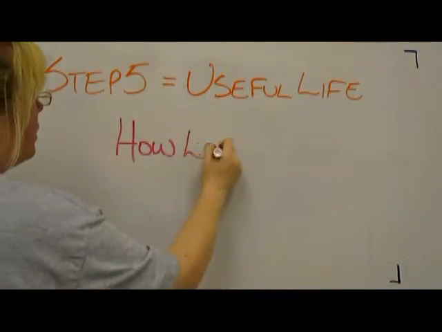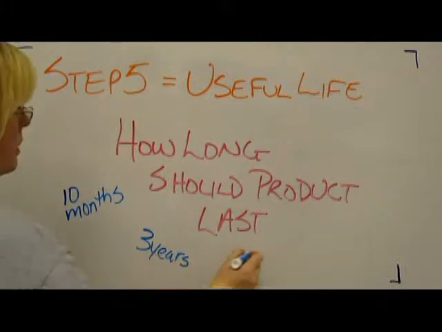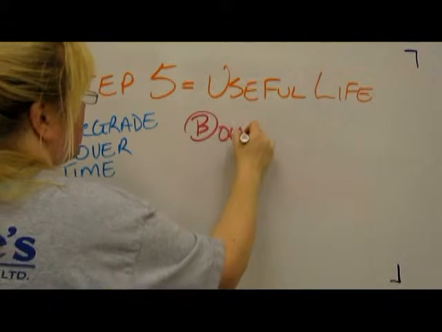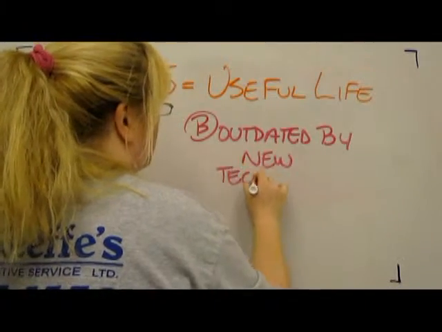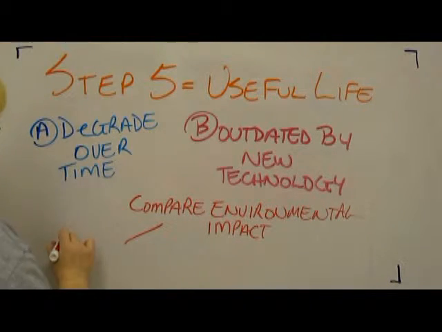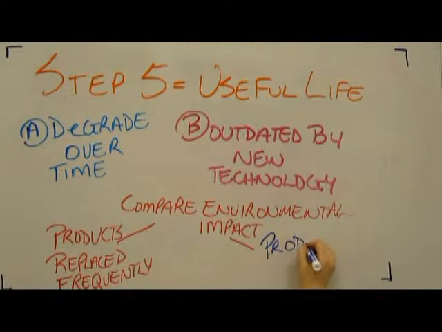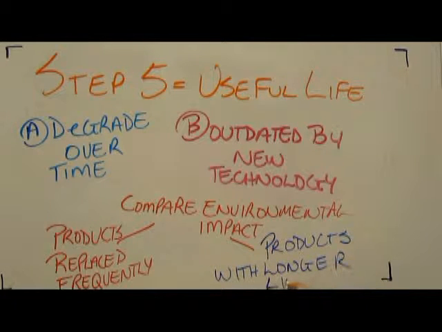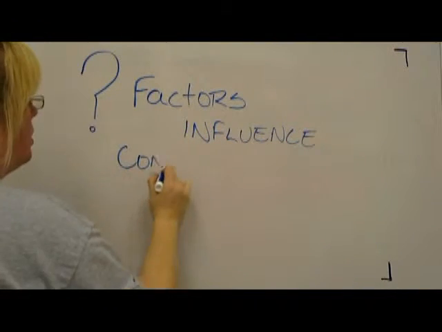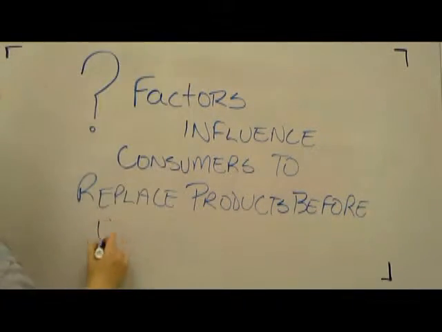Step number 5 is useful life. How long should this product last? Is this something that will last for 10 months? Is this something that will last for 3 years or 10 years? Does it degrade over time? And is it outdated by new technology? So then they're going to compare, within this useful life, the products that are replaced frequently with the products with longer life cycles. So what environmental impact will each of these have? Then they're going to look at the factors that influence consumers to replace products before the product's useful life is over.